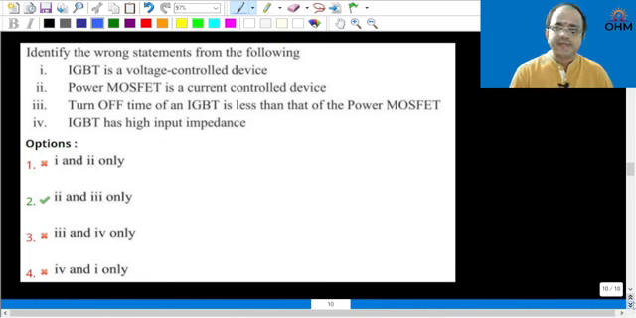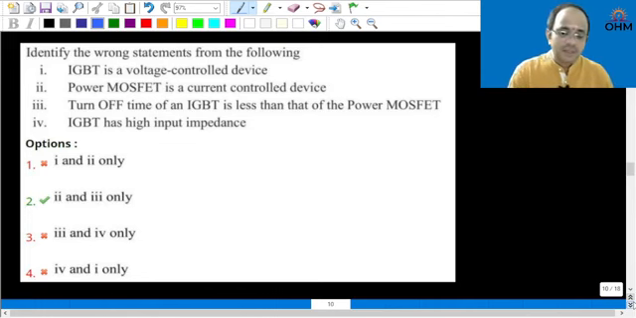Now the theoretical statements. Identify the wrong statements from the following. IGBT is a voltage control device. It is a correct statement. Power MOSFET is a current control device. This is not correct, because power MOSFET is a voltage control device. Turn off time of an IGBT is less than that of power MOSFET. Turn off time of an IGBT is more.